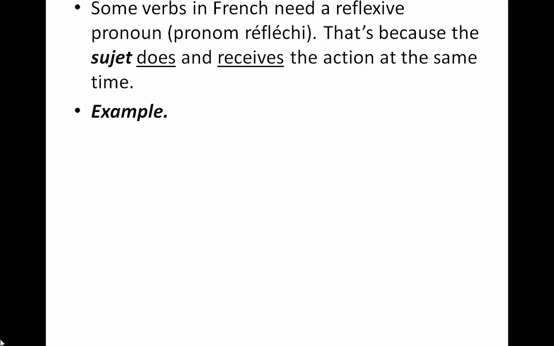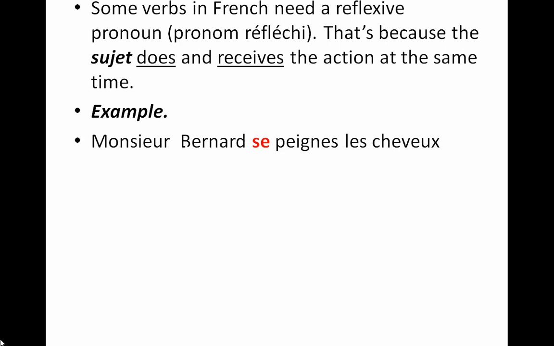Okay, let's see a practical example. Monsieur Bernard se peigne les cheveux. So, Monsieur Bernard, it's the person obviously on the picture right there, right? Se peigne les cheveux, it's combing his hair. So, you have here the subject, the guy in the picture. Then you have se, which is the pronom réfléchi or reflexive pronoun.